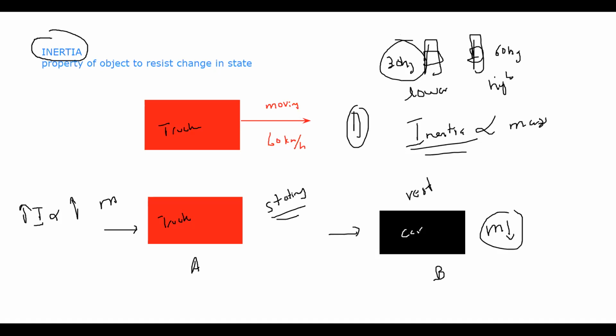Is the concept of inertia clear? The property of a material to resist the change in state, if the material does not change its state or tries to oppose the change in state, we call that property inertia.